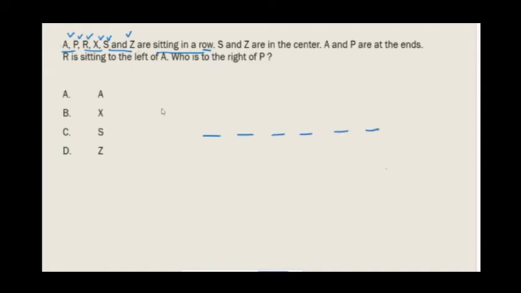There are 6 persons. Now S and Z are in the center. Which are the 2 center seats? These 2 are nothing but the center seats. Now I can take S here and Z here, or I can take Z here and S here. Why am I writing this S or Z? If S takes the 3rd place, Z will be in the next place. If S takes the 4th place, Z will be in this place, because these 2 are nothing but the middle seats. Now, we definitely don't know.